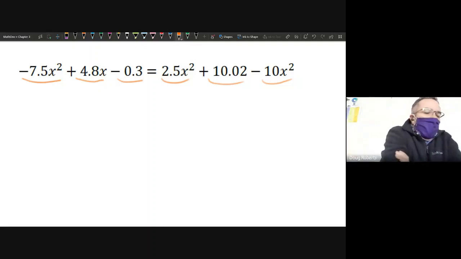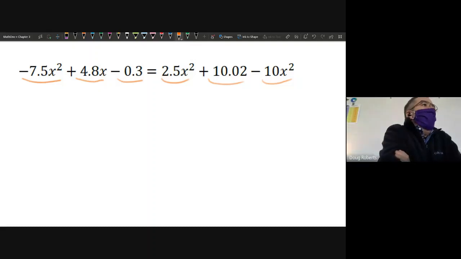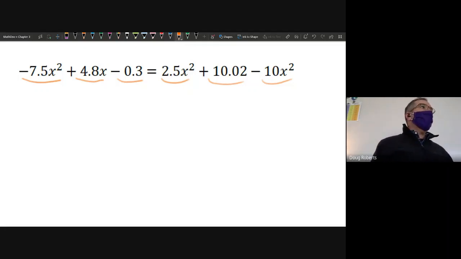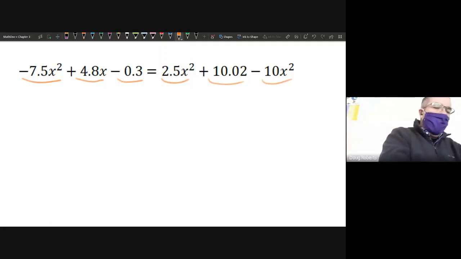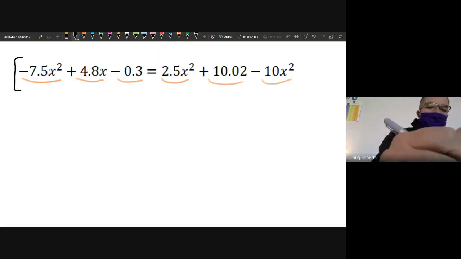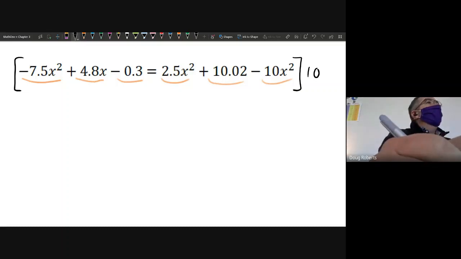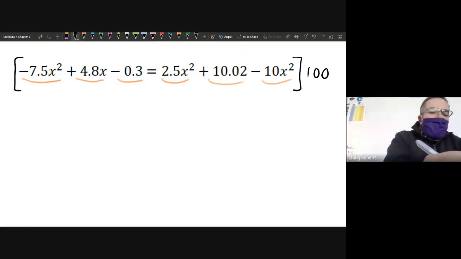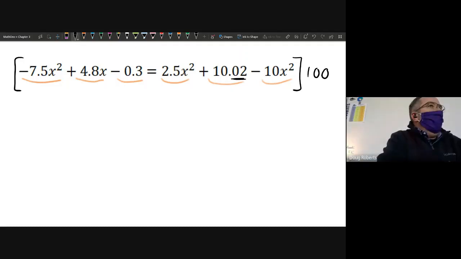So on this one, multiplying by 10 would help me out a lot. But if I wanted to get rid of all the decimals, what should I multiply both sides by? Yes, sir, Max. 10. If I multiplied both sides of this by 10, not by 10, by 100, right? That will take all of them, including this one. This was the only one that was problematic.